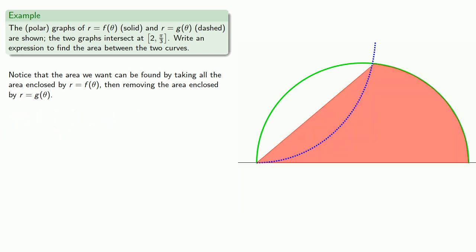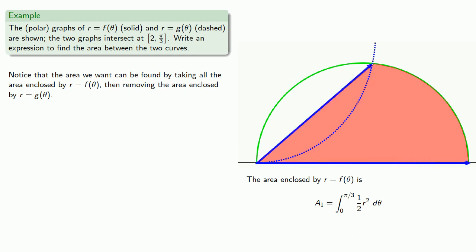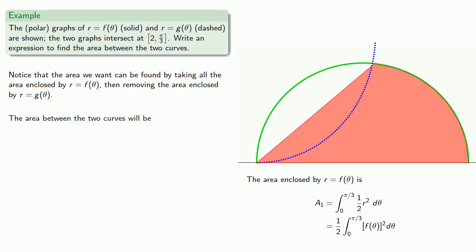So to begin with, the area enclosed by r equals f of theta, well, that's 1/2 integral of r squared d theta, and our limit of integration is going to go from 0 to pi thirds. And in this case, r is f of theta. So the area between the two curves will be the difference, where our first area is 1/2 integral from 0 to pi thirds of f of theta squared d theta.